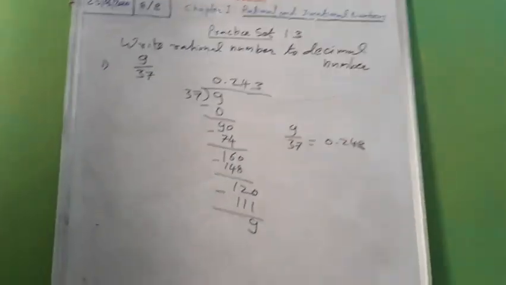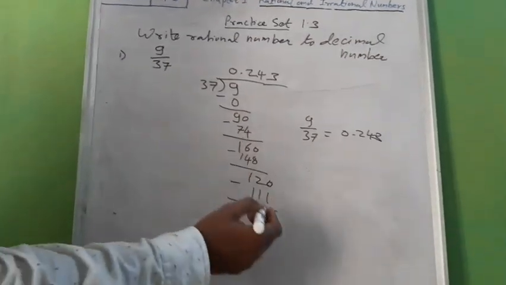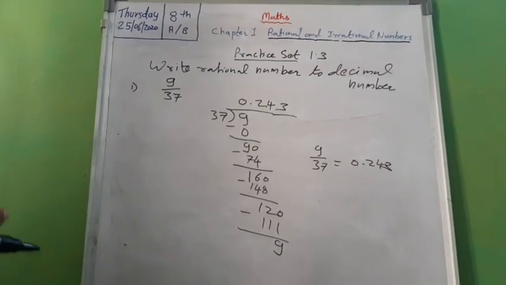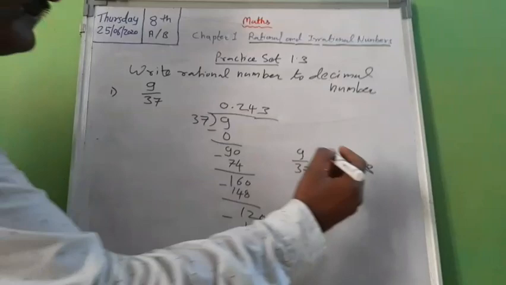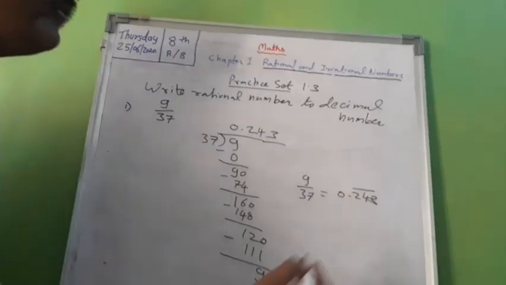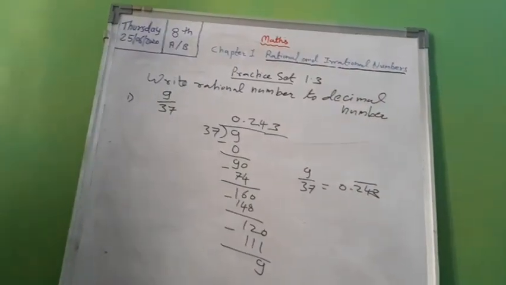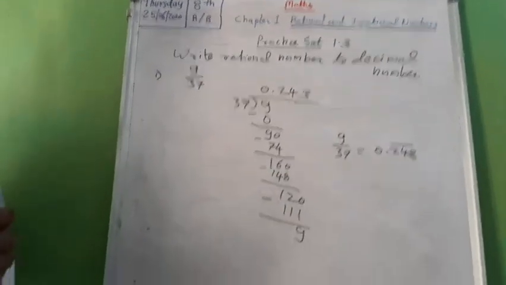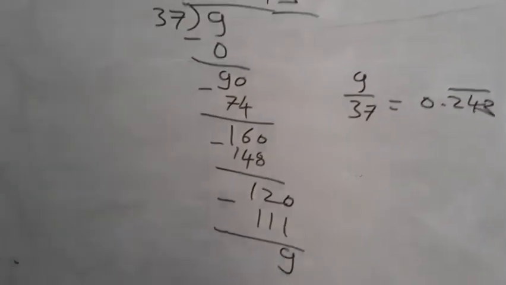Just now we did the recurring decimal form. If we divide further, again we get 243, 243 like that. I can write the recurring form. Many people don't know this, children. So they ask, sir, how to divide by 37? We don't know the table of 37.